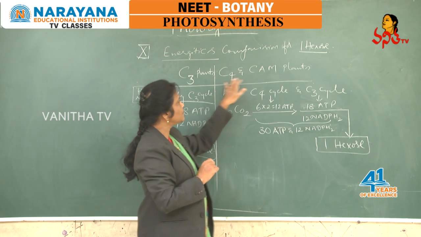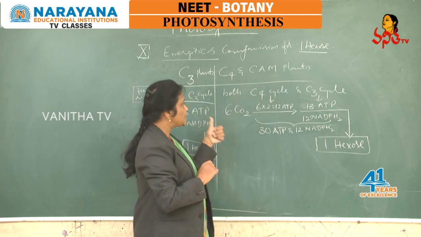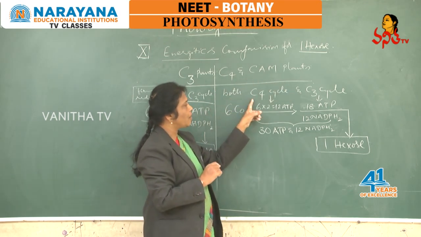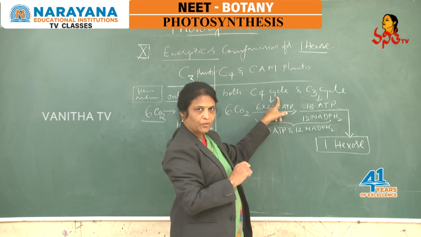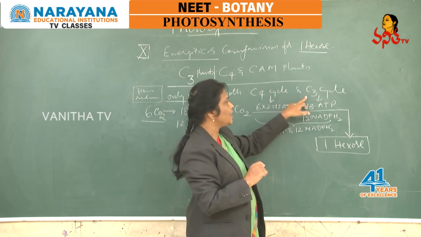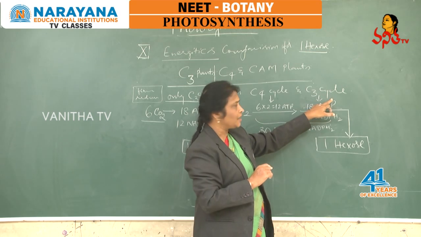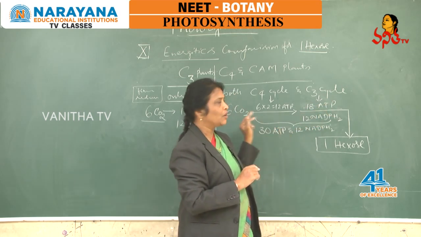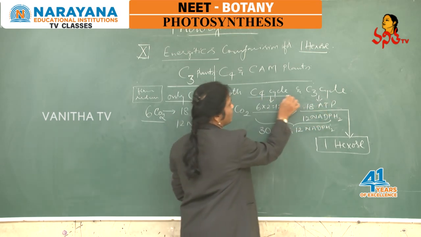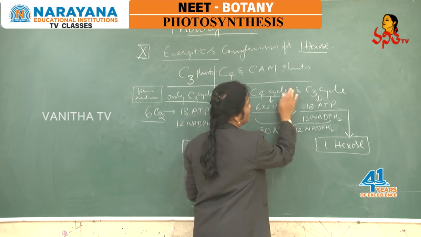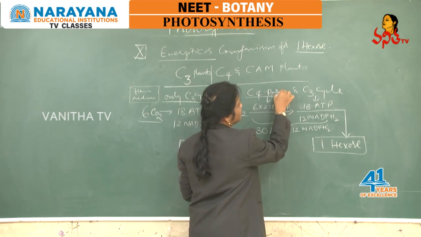Okay? But whereas in C4 and CAM plants, as we followed, they perform the alternate pathway for CO2 fixation as well as the usual Calvin cycle reactions for the reduction of that carbon dioxide. So they perform that C4 cycle, that is the C4 pathway, as well as the C3 cycle.